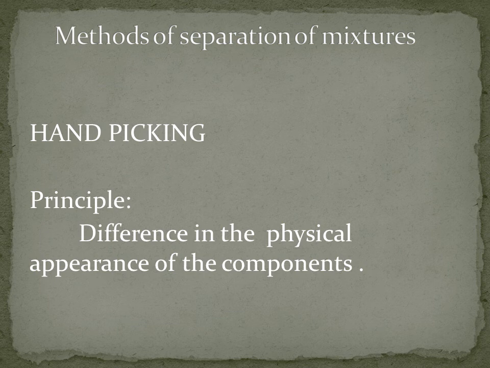The size of the components must be big enough to be picked with hands. Examples: separation of stones from grains of rice or pulses. This is a very common method that we use in our homes. Hand picking. The principle is difference in the physical appearance of the components.